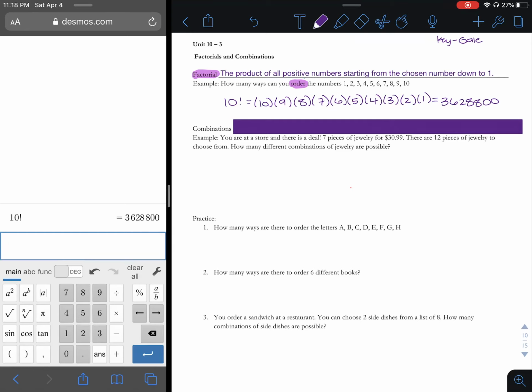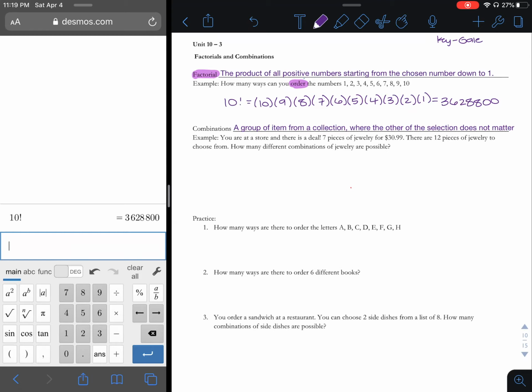Okay, so let's talk about combinations. Combinations is different from factorial. A combination is a group of items from a collection where the order of the selection does not matter. So what we're looking at is a group of items. In combination, what I want to know is how many combinations can I choose from? So when I hear combinations, what I'm looking for is the word choose, or something similar to choose. That's my keyword.